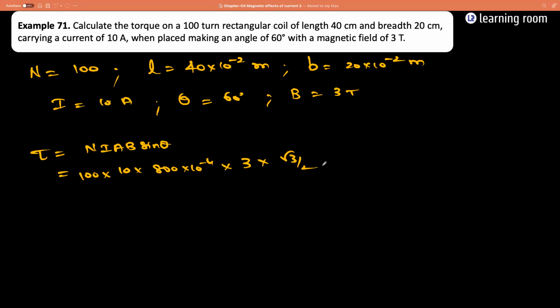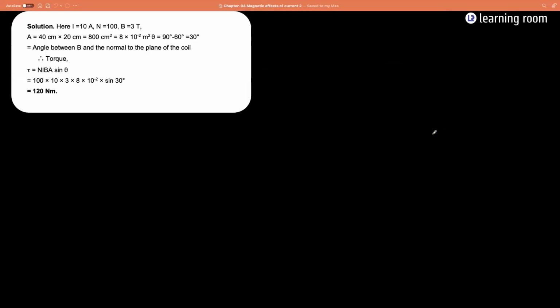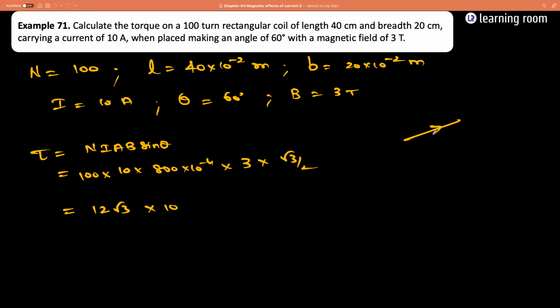Sir, 12 root 3 into 10 power 3. Sir, 1/2, sir. Sine 60, which one? The sine 60 is root 3 by 2 only, no? Sir, sine 30. When placed making an angle theta, current carrying conductor is making an angle. 120 Newton meter. How much? 120 Newton. 120, yeah. 120 Newton meter is correct. Actually, yes, it is not 12 root 3, right?